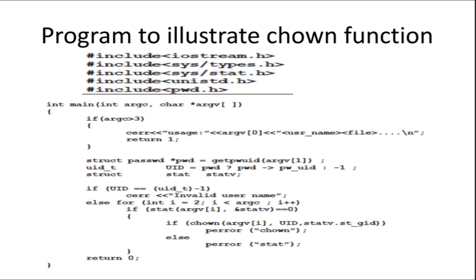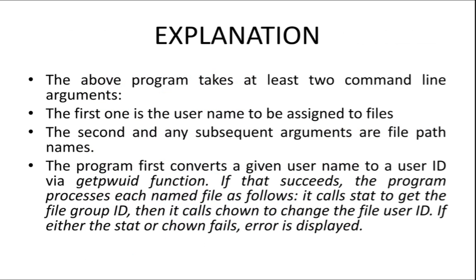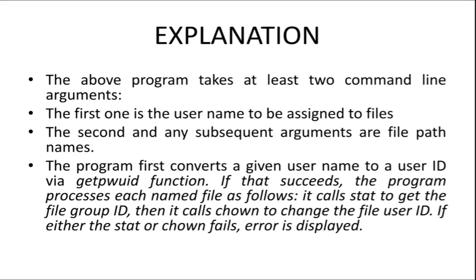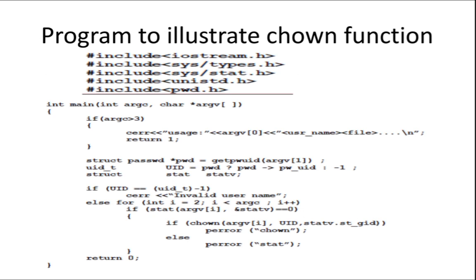So you can see there struct passwd getpwnam argv of 1. What is the meaning of this? The program first converts the given username to the user ID through the getpwnam function. What is it going to do? This function is going to convert the username to the user ID. You are converting your username to the user ID. You can ask a question, where is the username? Username is present in argv 0. I already told you, username is the first argument, and it will be stored in argv 0. The second thing will be the file paths, which will be stored in argv 1 and argv 2, right?